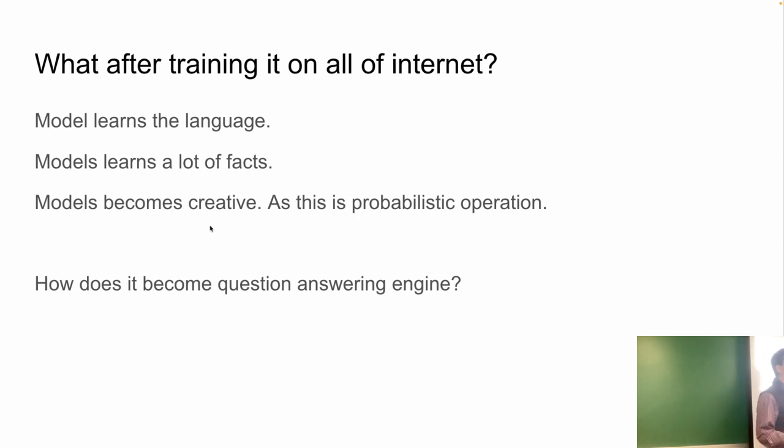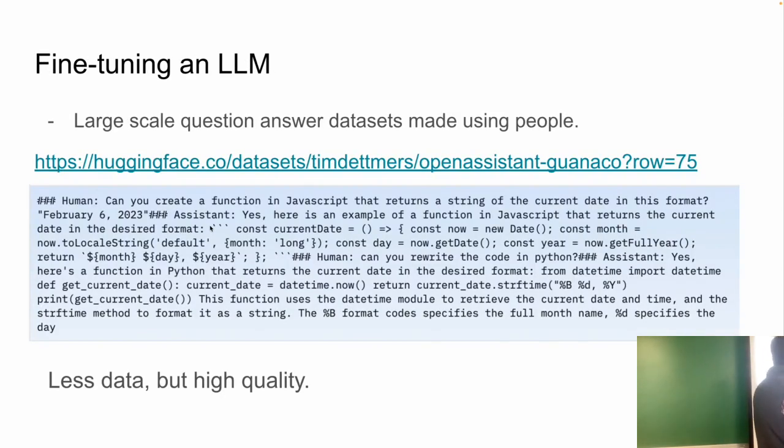How does it become a question answering machine? That comes with human help, right? These big companies like Google and OpenAI have employed thousands of workers, humans, to generate question answering data sets. This is one of the data sets, called Open Assistant Guanaco, and I have taken one example. Here the human is asking, can you create a function in JavaScript that returns a string of the current date in this format? And then the assistant writes the answer.